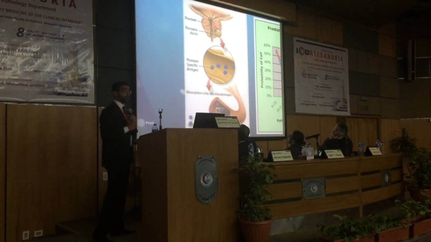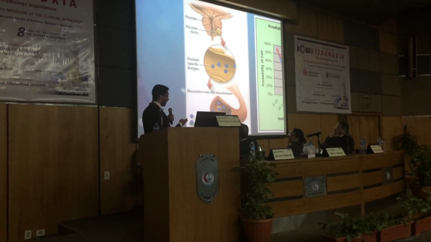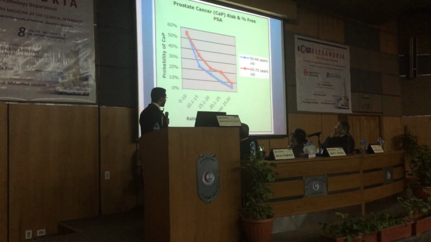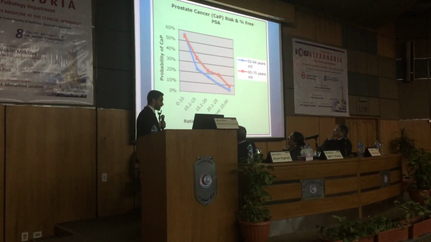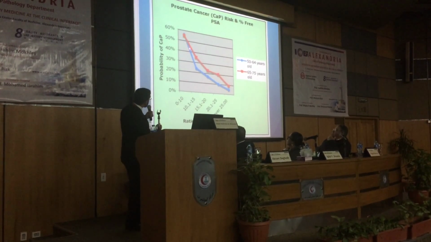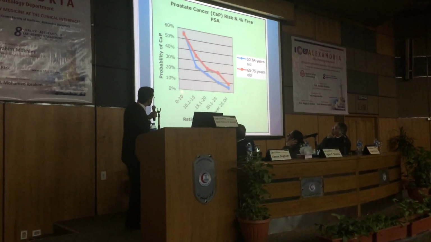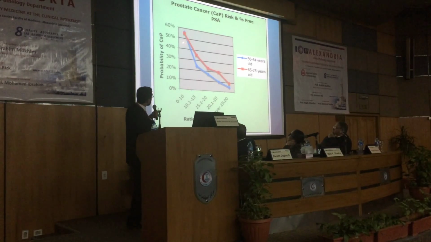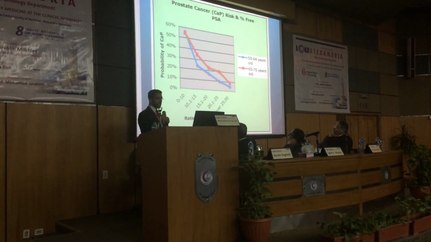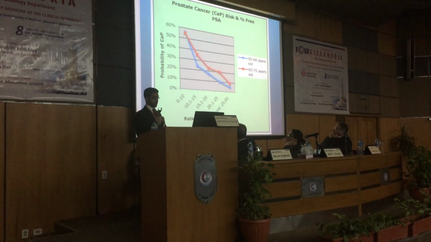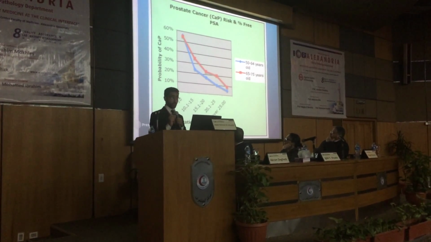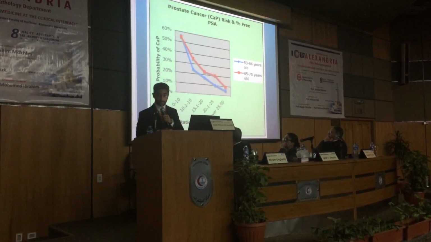So why is this important? Because when we plot the ratio between free PSA and total PSA, this can be highly indicative of the development of prostate cancer, where if the ratio is between 10 to 15, this indicates a 55% probability of development of prostate cancer. So it's a very important enzyme tumor marker that we have.